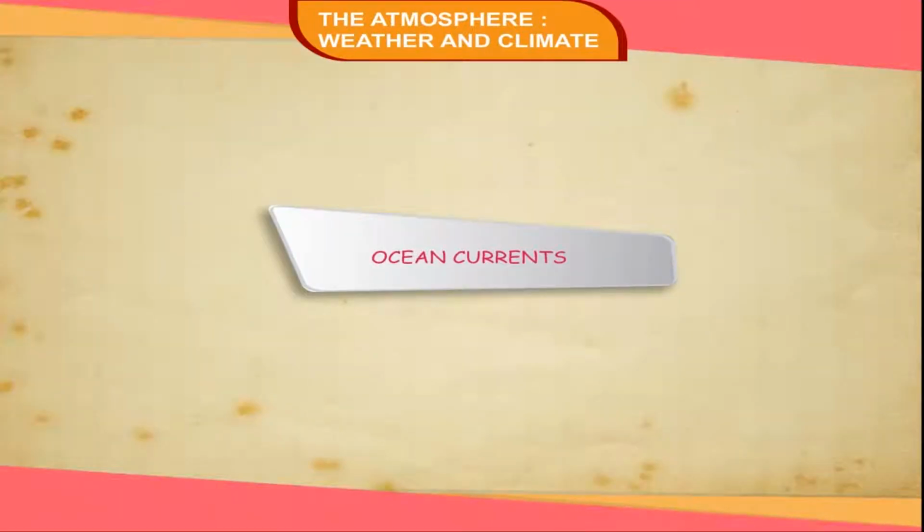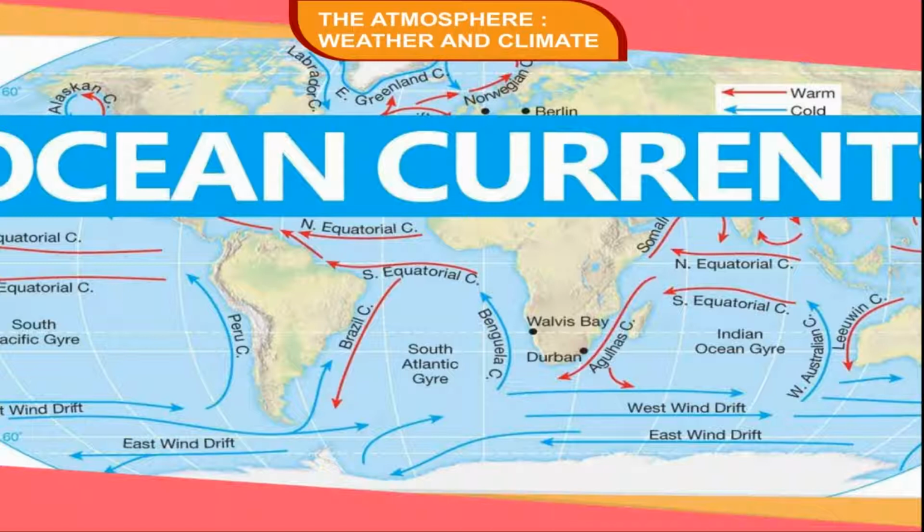Ocean currents. A stream of water in an ocean flowing in a constant direction is called an ocean current. They make a considerable difference in the temperature along the coastal regions. The warm ocean currents along the coast help to increase the temperature, while the cold ocean currents help to decrease the temperature in a coastal region.